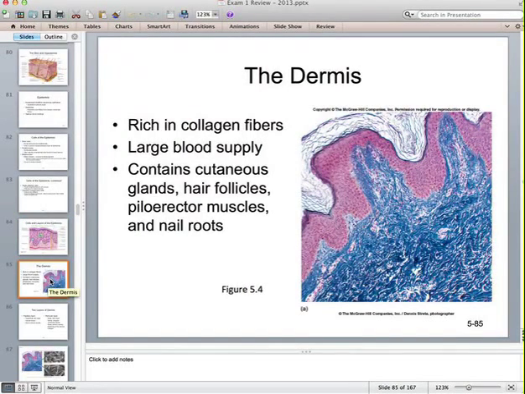So the dermis. There are 2 types of connective tissue here in the dermis. Let me back up and let me do it this way. Within the dermis, you have the papillary layer, and then you have the reticular layer. The papillary layer is the projections that come up, and they provide a lot of strength and support to the skin because there's a lot of force applied to it all the time.